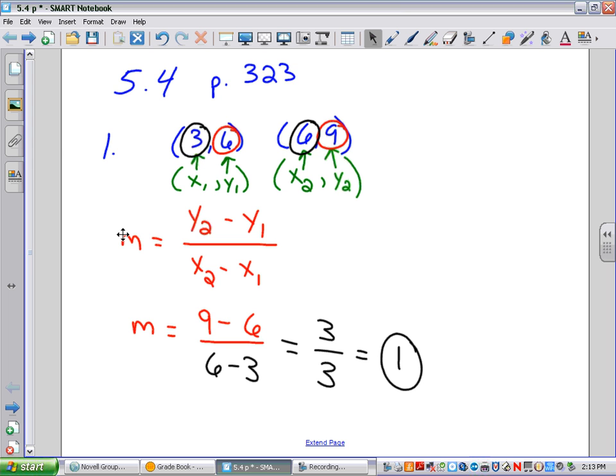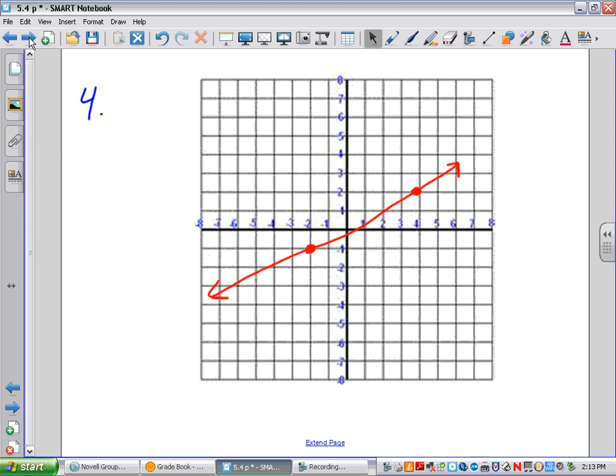I'm going to look at number 4. Number 4, they give me a graph. And you see 2 highlighted points. I see this point right here is -2, -1. I'm going to write it down over here. -2, comma, -1. The other point that's highlighted, I'll circle it. Looks like it's over 4 up 2. 4, comma, 2. So there's my 2 points.